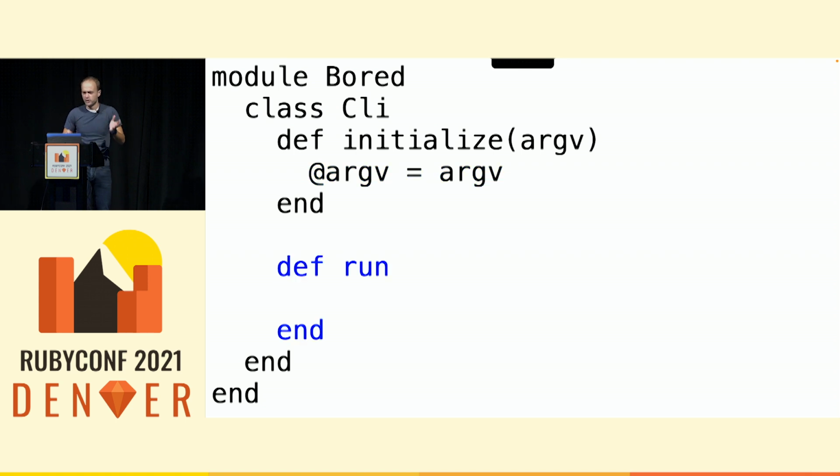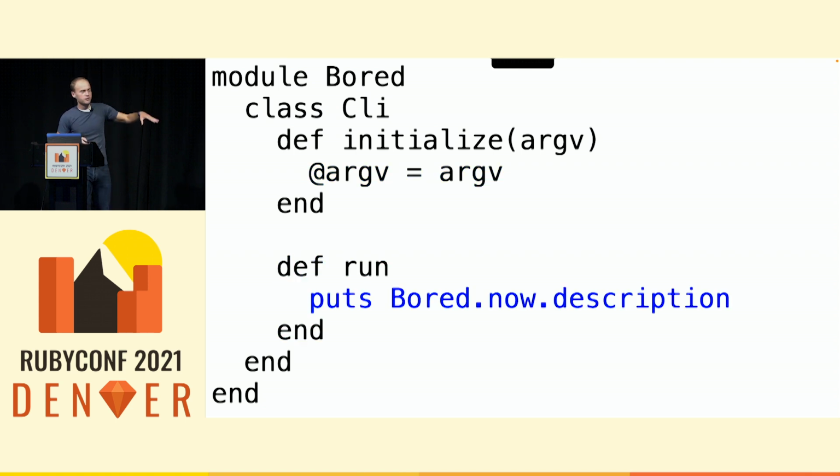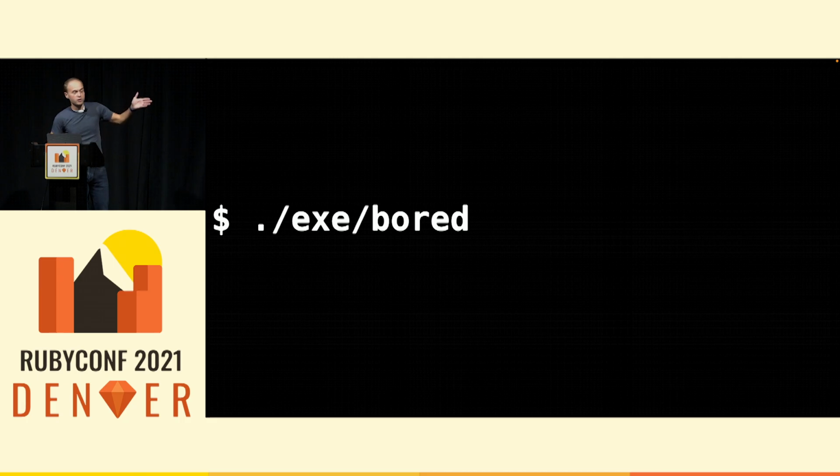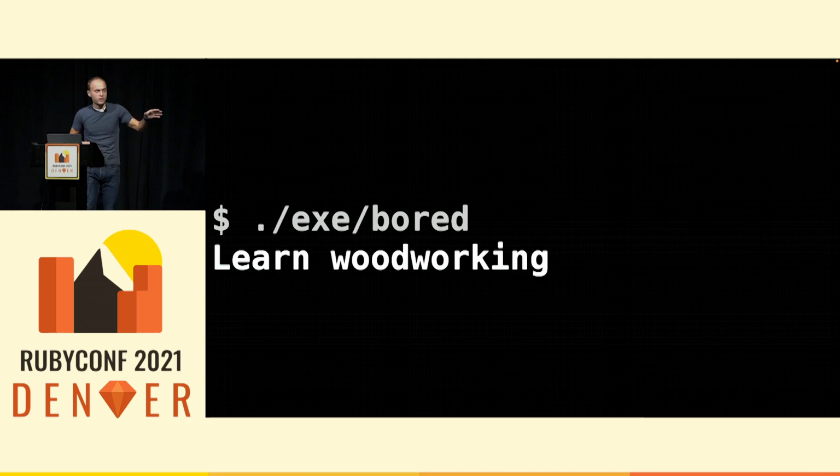And then it turned out we don't really need it, so it's kind of future-proofing, because all we're going to do in our initial implementation here is just call board.now and then puts the description to the command line. All right, so now we can run it locally. You don't have to install it to actually test it. We're going to run it here, and it says learn woodworking. All right, cool.